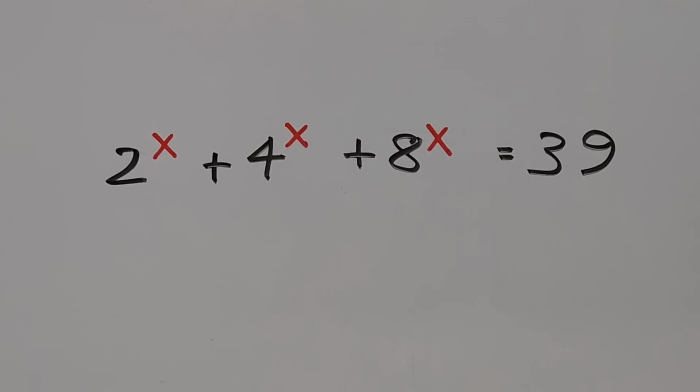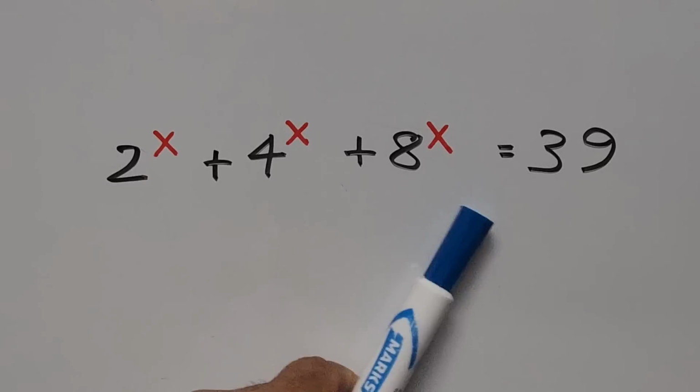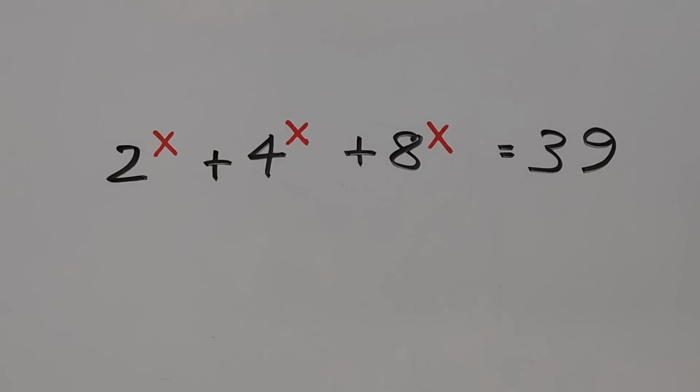We normally have one or two terms on the left and on the right a constant. But here we have three terms on the left, all with exponent x. And do you notice anything that's related to each one of those bases of the terms on the left-hand side? 2, 4, 8, right? These are multiples of 2. So what can we do from here? So how do we solve this?